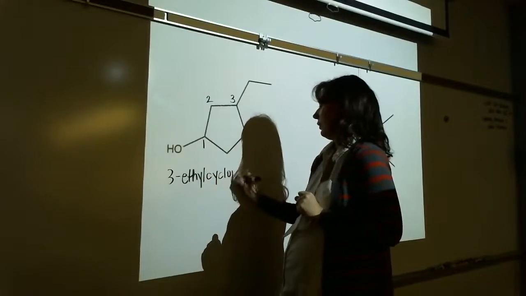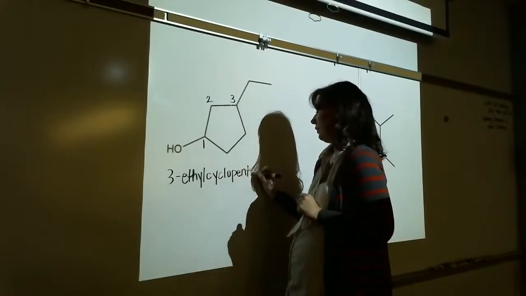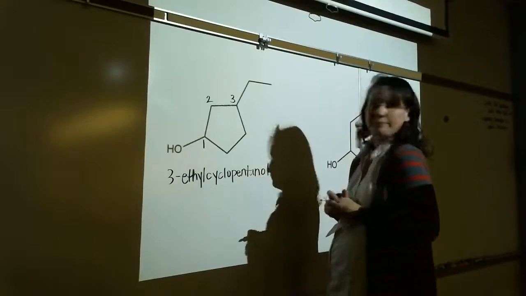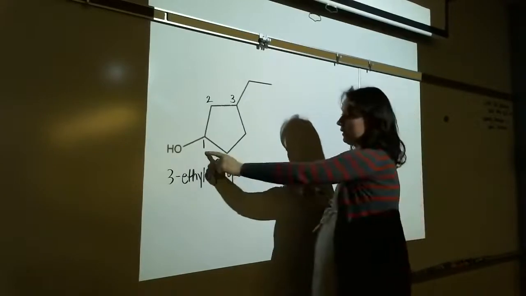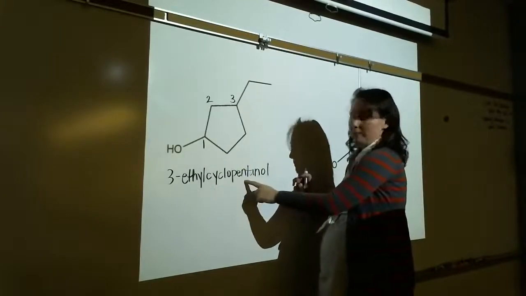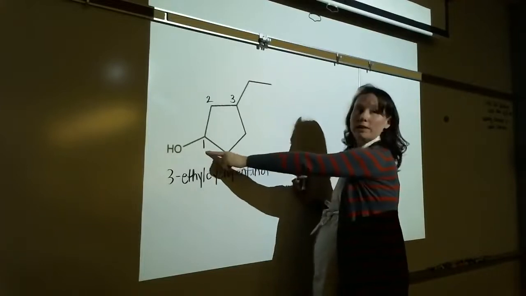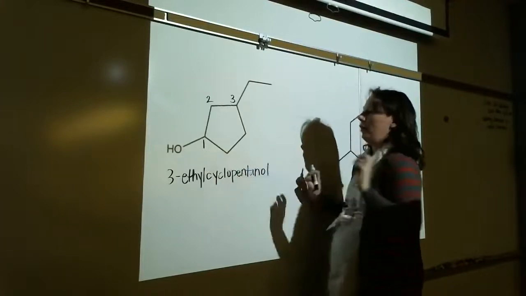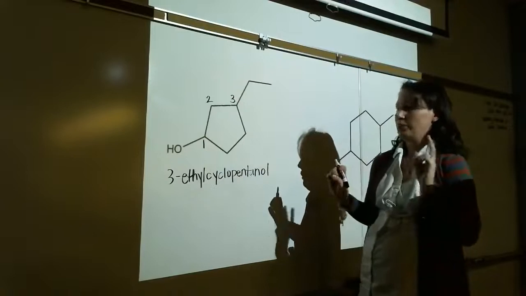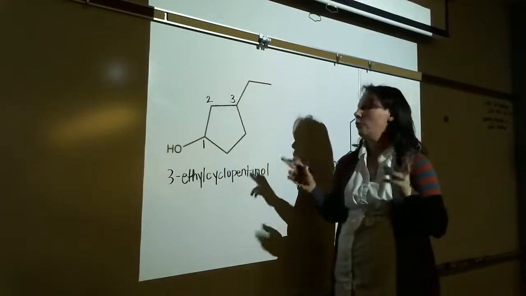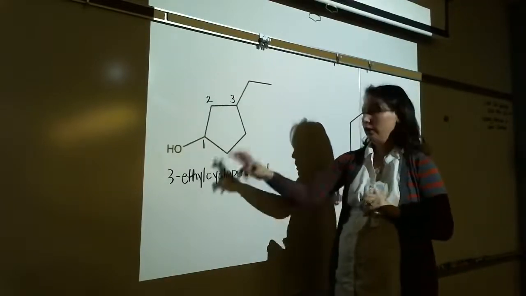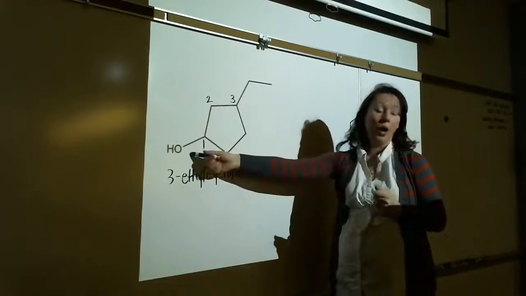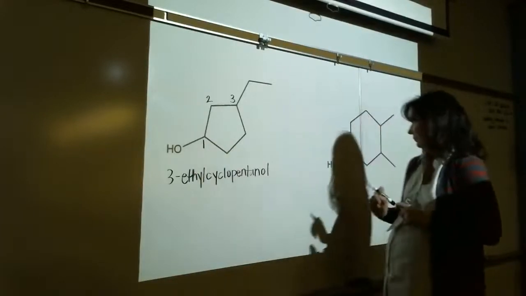cyclopentanol, right? You don't need the 1 because it's a ring and it's an alcohol. Therefore, that's default number 1. Now, in a minute, we'll talk about molecules containing 2 OH groups, and then you would have to designate where both OHs are. But here, because there's just 1, you don't need to put the 1.